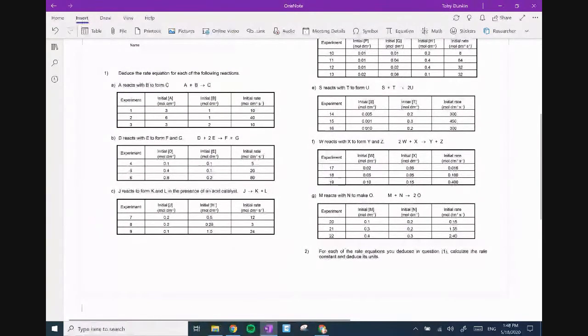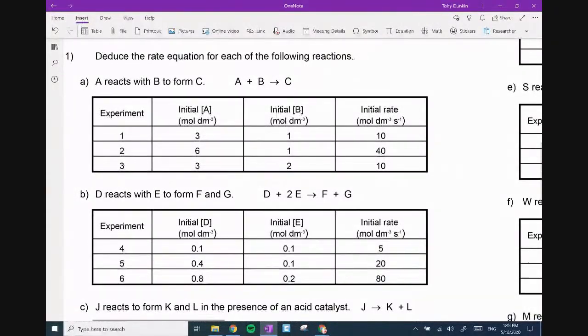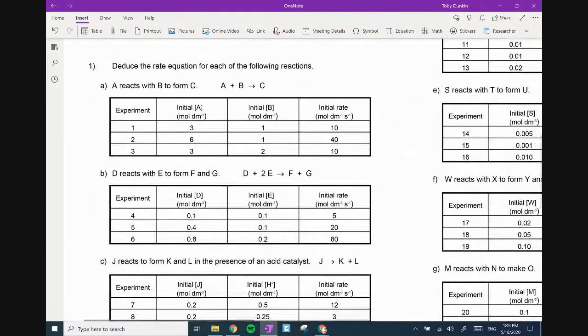There we go. Cool. So what you had to do is you had to figure out the order with respect to each of the reagents in these questions.